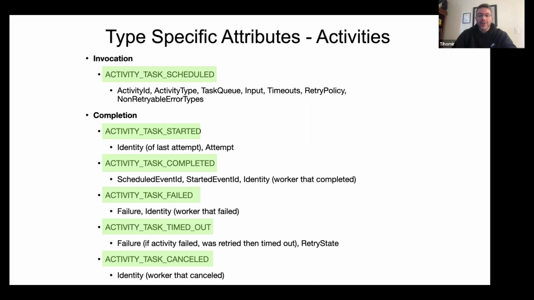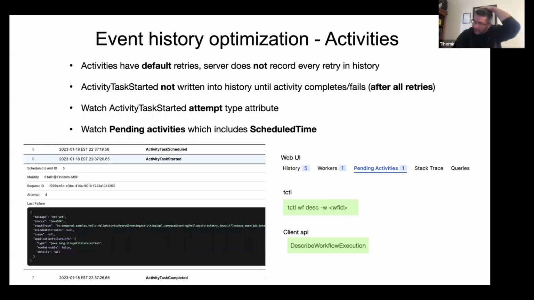Now you might wonder why the activity task started event is part of the completion events for activities. This is not a typo. This is actually due to an event history optimization.